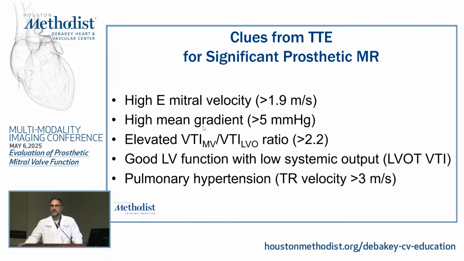The mean gradient elevation also increases with mitral regurgitation and stenosis. Whenever you have significant MR, the flow through the valve will be increased because, in addition to the systemic flow, there is the regurgitant flow, and you will have an elevated gradient.